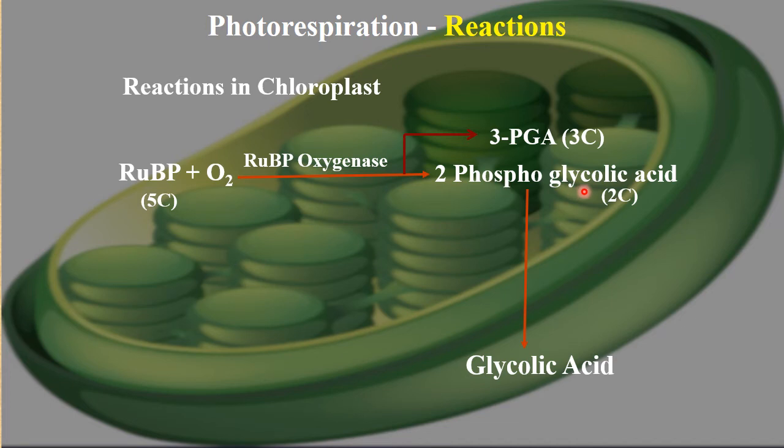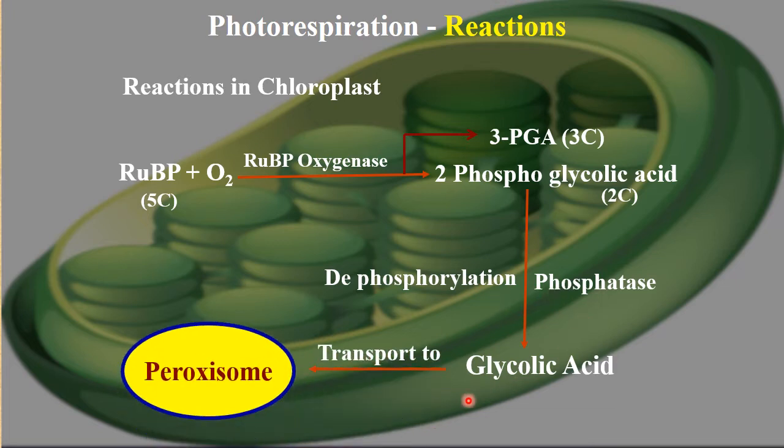This 2-phosphoglycolic acid is converted into glycolic acid through the dephosphorylation process with the help of the enzyme phosphatase. And this glycolic acid is transported to the next cell organelle, which is peroxisome. Here, this 3-PGA, which is a 3-carbon compound, enters into the Calvin cycle.